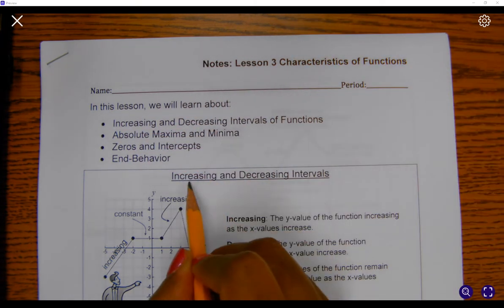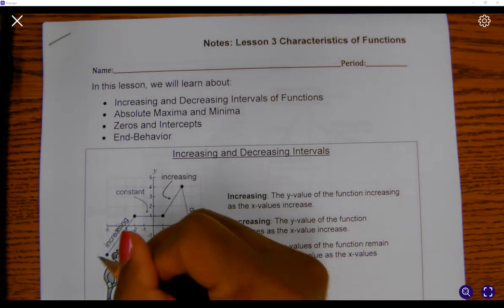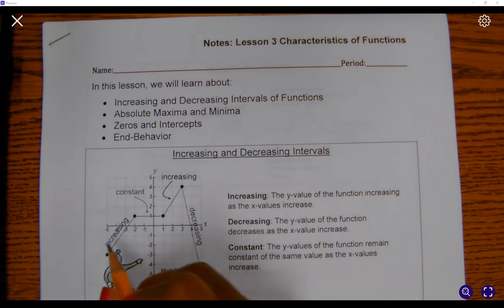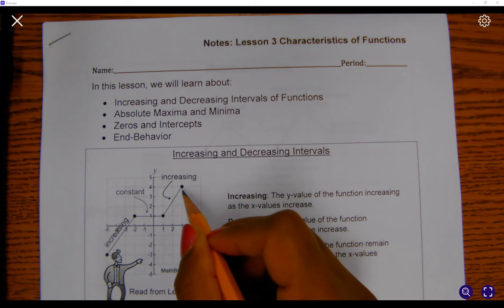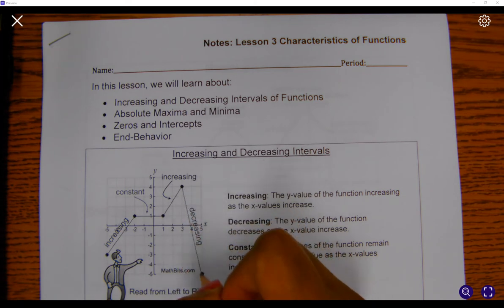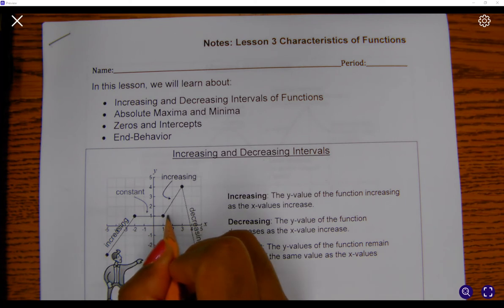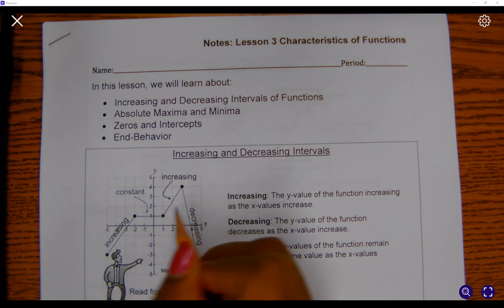The first thing is increasing and decreasing intervals. So when you're given a graph, you're going to look at where the graph is going up, increasing, and where the graph is going down. Sometimes the graph doesn't go up or down. We call it a constant. It doesn't go up or down. And we need to be able to identify it.